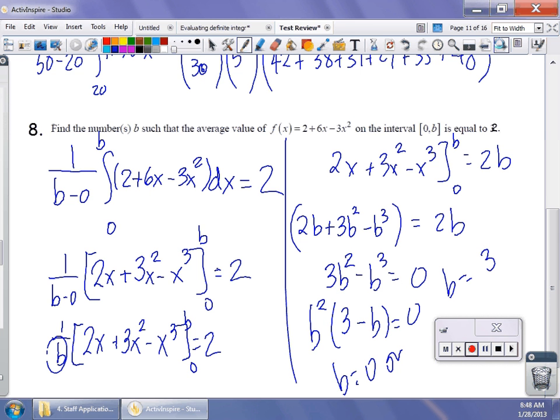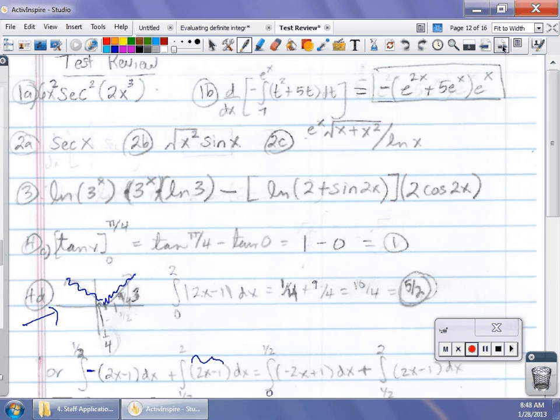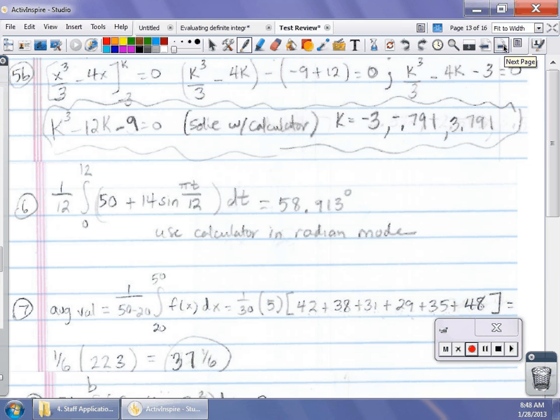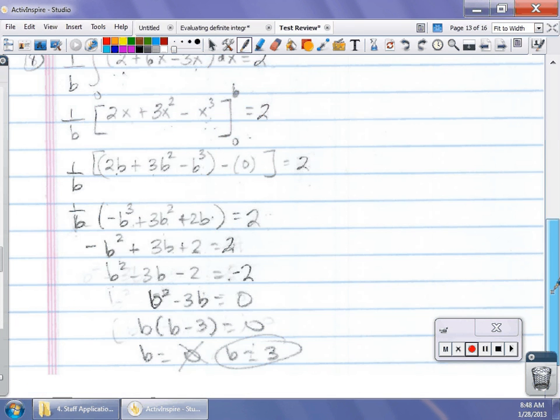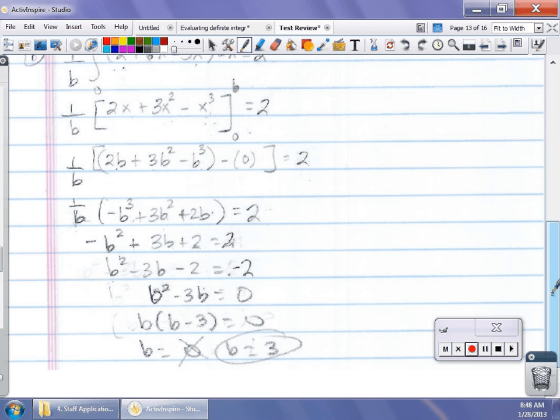All right, and we're looking for, let's see, just verify, yep. b equal to 0 doesn't work because we're looking for a value inside of the interval, and 0 is the first endpoint, so we don't have to worry about it. b equal to 3 was the other value that we were looking for.